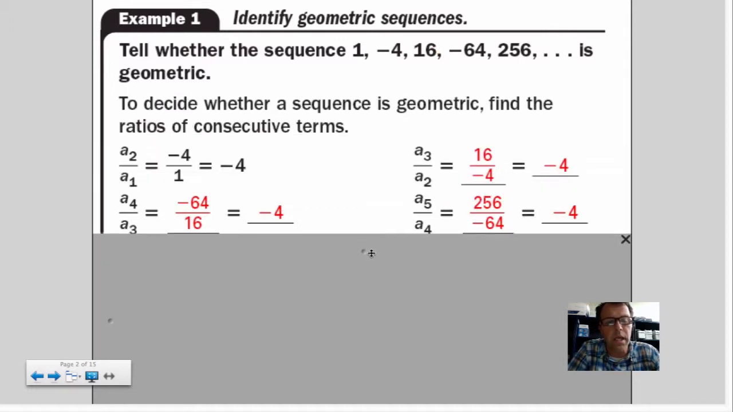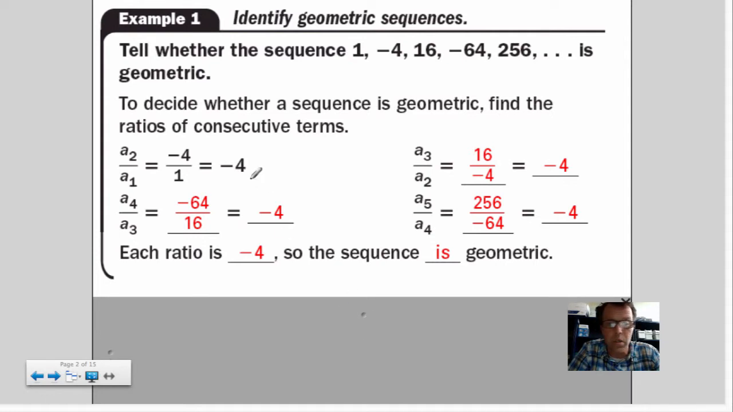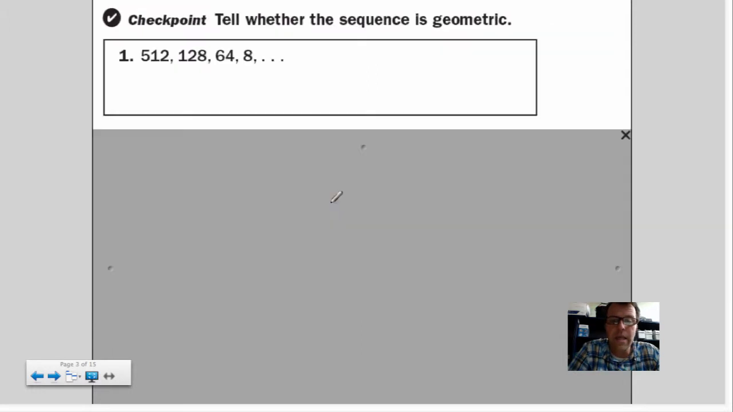The way they show you is a lot of work, but you could do this on the calculator. Take a term, divide it by the previous. Take a term, divide it by the previous. Take a term, divide it by the previous. And there you have it. So your ratio R would be -4, and this is a geometric sequence.